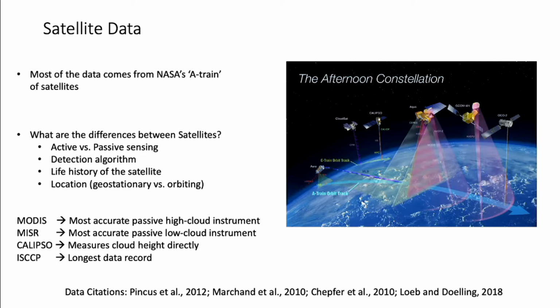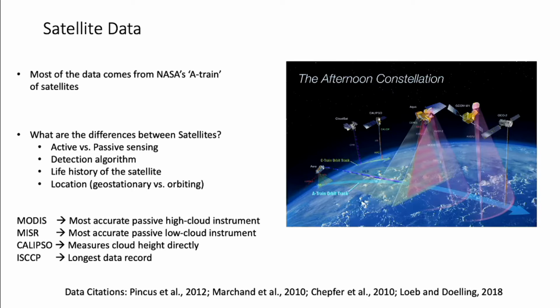So most of the data I'm using to compare the GFDL model clouds with is satellite data, and most of those satellites are coming from the NASA so-called A-train that has been flying for a number of years. And so there's a lot of different satellites here, and there are a lot of differences between those satellites. Some of them have active sensing versus passive sensing. That's whether or not they're actually sending like a LiDAR beam down to hit the clouds and bounce back up, or if they're just basically observing the radiation and the light that's coming up to the satellites.